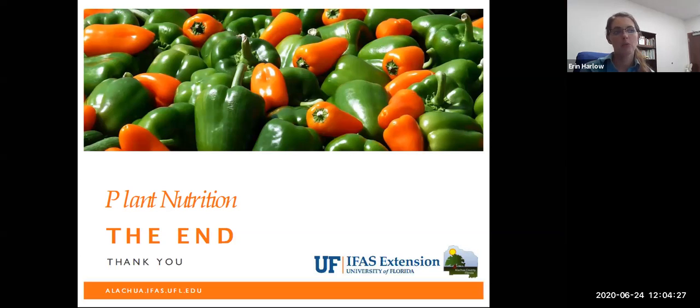Somebody said they like the book What's Wrong with My Plant? I know we do have a tomato and pepper ID card deck at the IFAS bookstore. I'm not sure if they have nutrient deficiencies in there, but it does have some of that information.